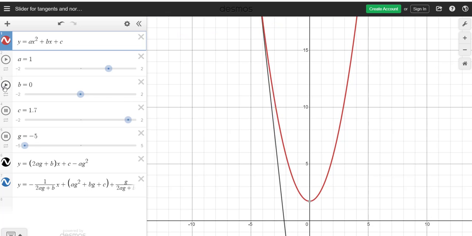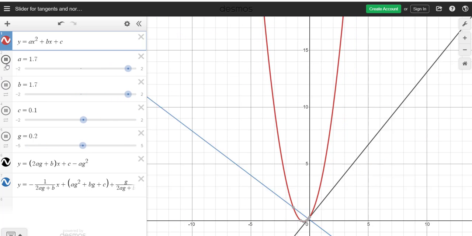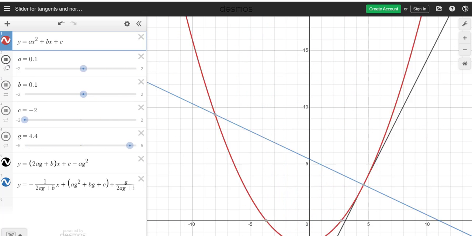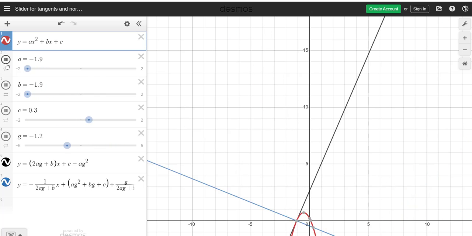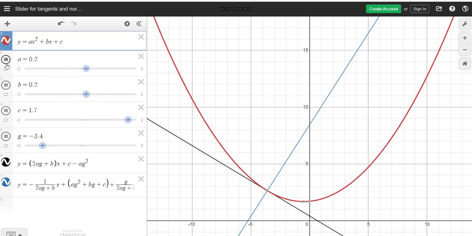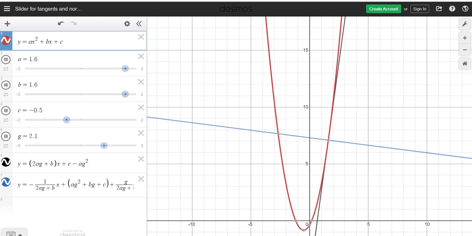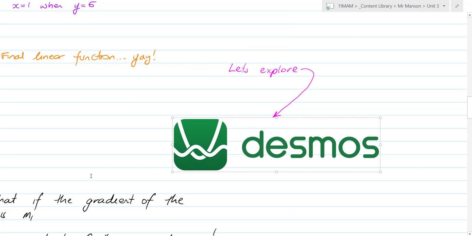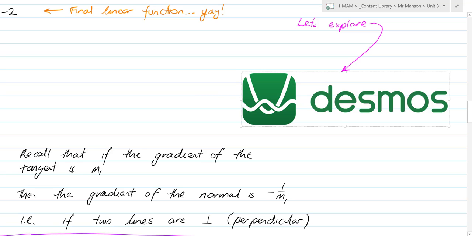There we go. It's slipping out of it. Okay, cool. I'm going to leave that running in the background just for fun. So that's on there. You can follow that link to that, and you can have a play around with it as well if you want to.